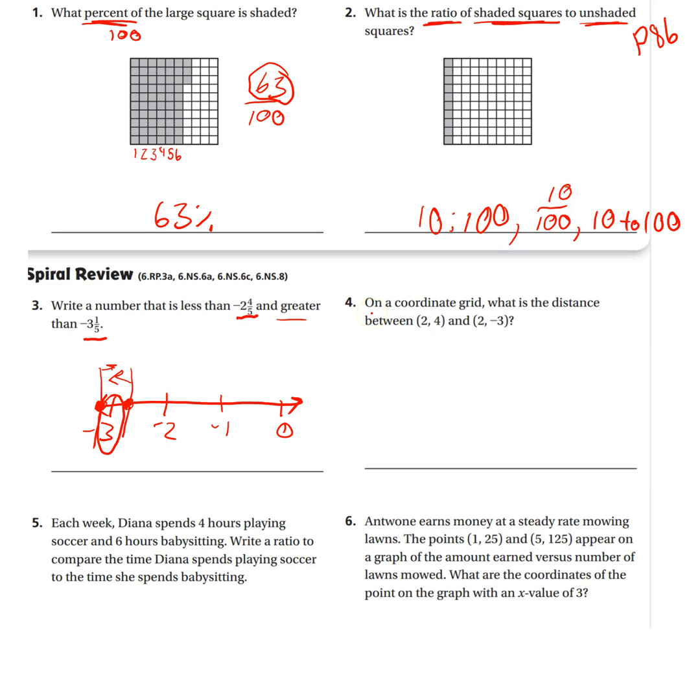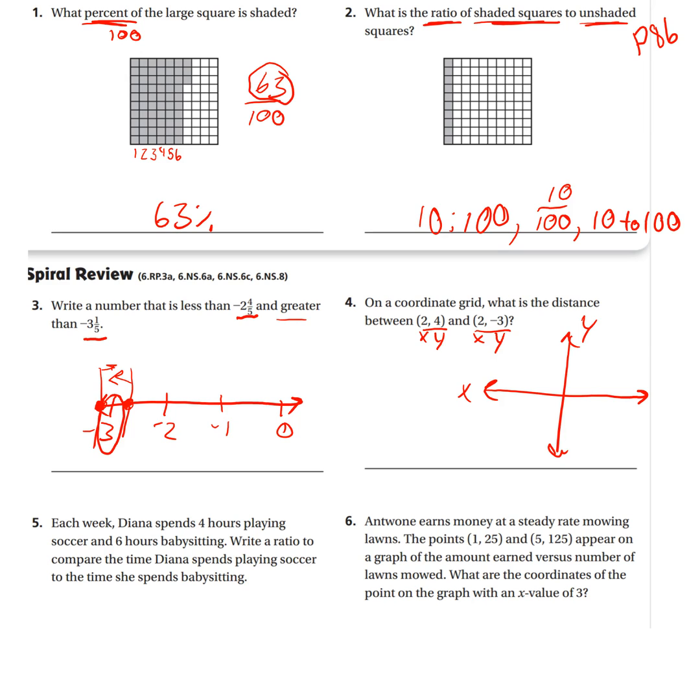All right, number 4. On a coordinate grid, what is the distance between (2, 4) and (2, negative 3)? So what I want you to do is make a coordinate plane. This is your y, this is your x, and in an ordered pair, the first number is your x, the second number is your y. And I want you to graph those 2 points and then just count how many boxes away, how many squares away they are from each other.